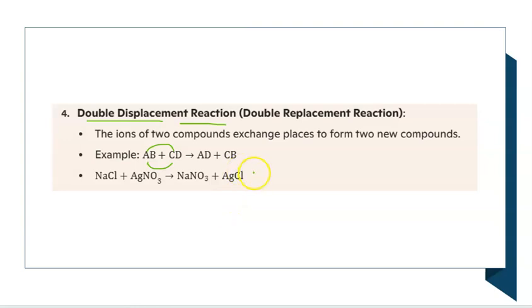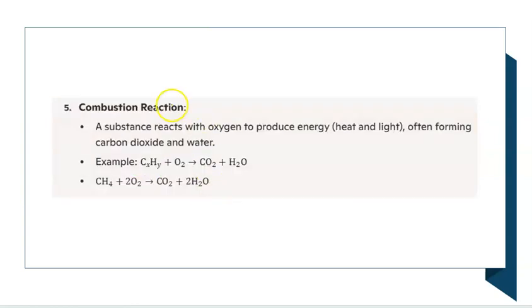And here you have an example. You can stop the video at any time and see the example. It's good for you to write this example in your notebook. A combustion reaction is every time you have a compound that burns in the presence of oxygen and produces carbon dioxide and water. This is a combustion reaction.